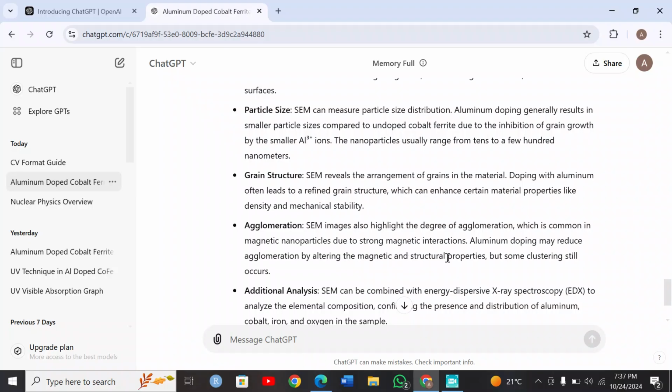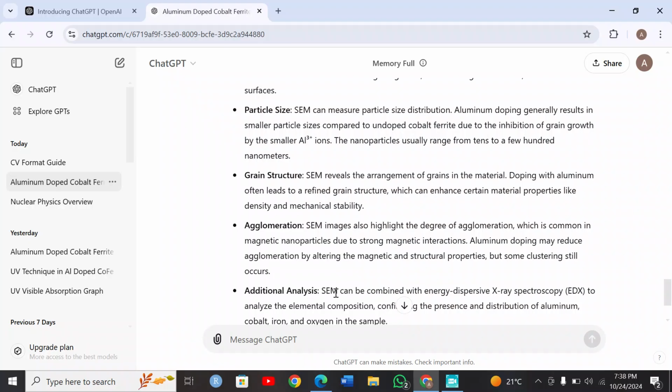It also affects the structural properties, but some clustering still occurs. It means some clusters or groups of nanoparticles also exist due to magnetic interactions. Some magnetic interactions. But agglomeration decreases, though it is still present due to magnetic interaction.